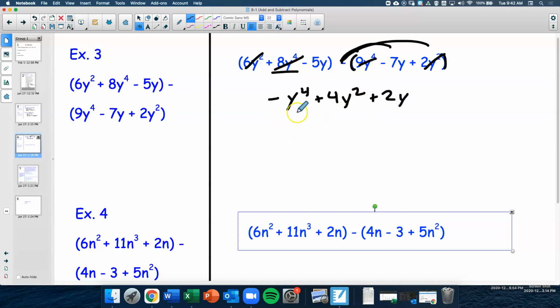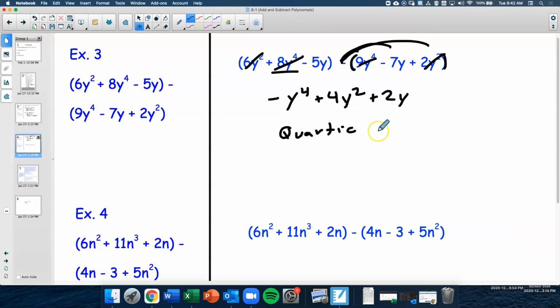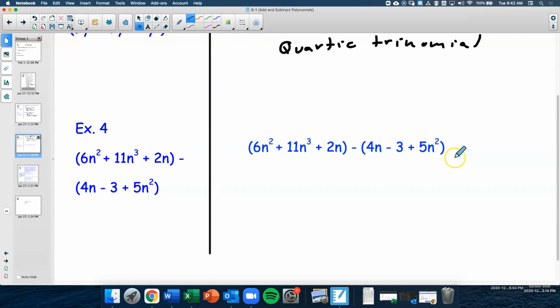So in this one, we have a highest degree of 4, so that's going to be quartic. And then there's 3 monomials, so that's going to be quartic trinomial. Example 4.